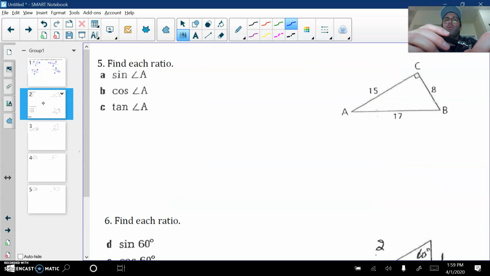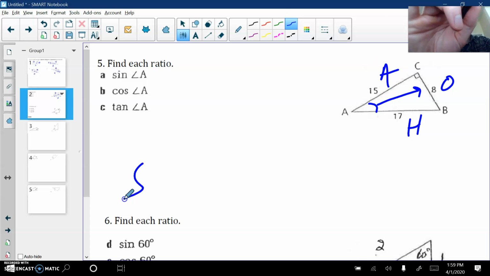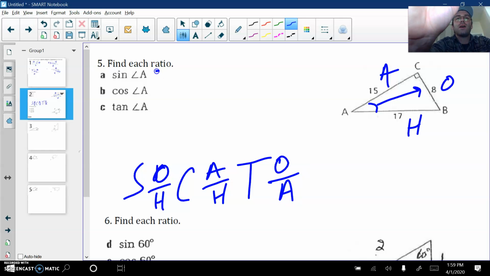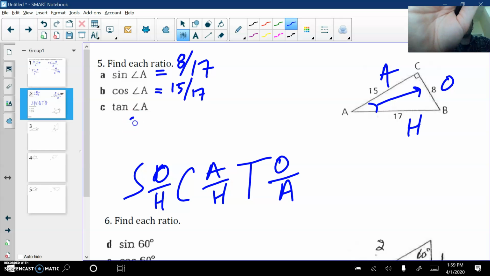Okay. 5 seemed to go pretty well. Find the sine of A. Again, I'm going to use A as my reference angle. That means this is the opposite, hypotenuse and adjacent. And again, we're using SOHCAHTOA to find our ratios. All right, so sine of A is opposite over hypotenuse, so that's 8 over 17. Cosine of A is adjacent over hypotenuse, so that's 15 over 17. And tangent is O over A, so that's 8 over 15.